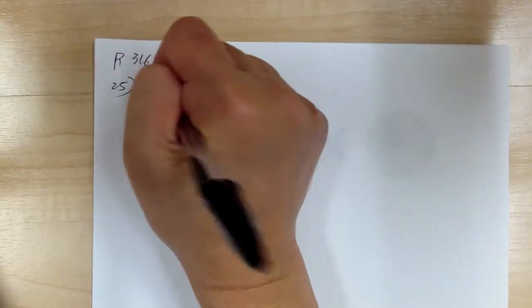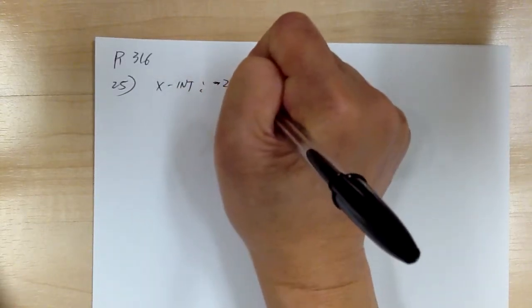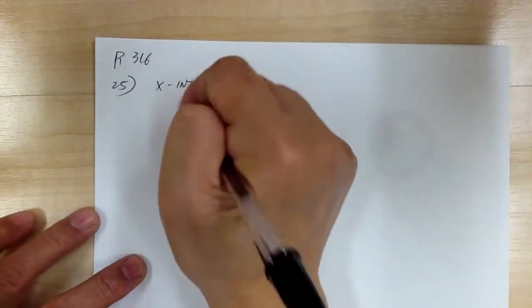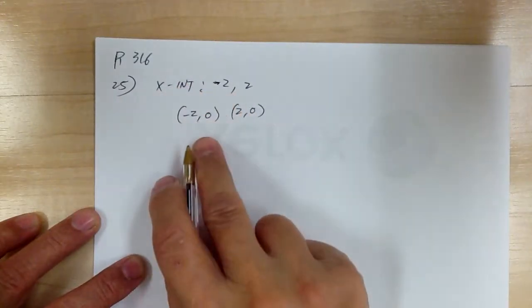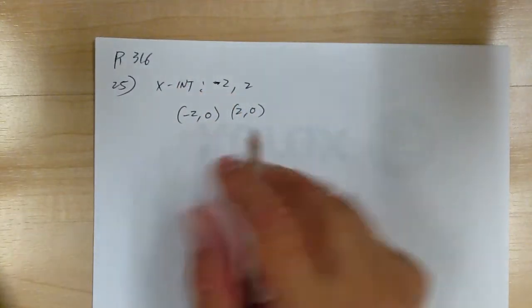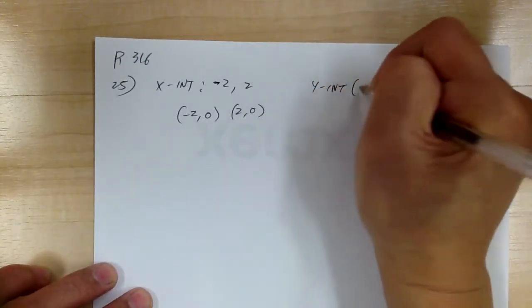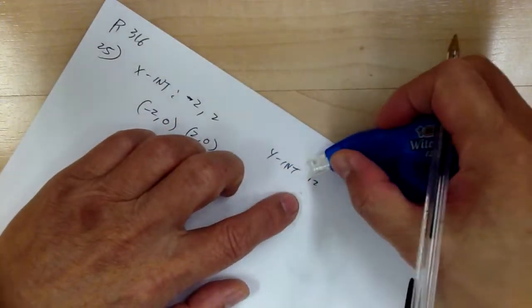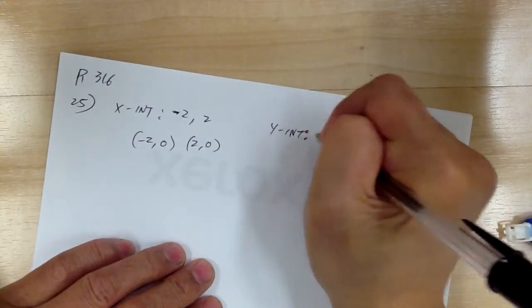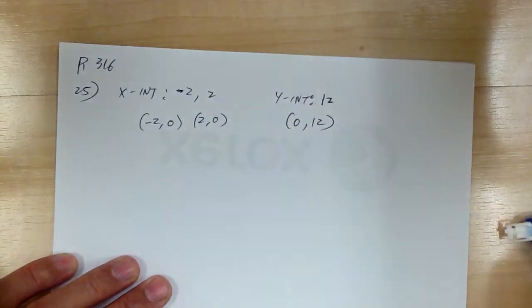Okay, 25, the x-intercepts are -2 and 2. So what it's saying is that these points are (-2, 0) and (2, 0). Again, x-intercept is when y equals 0. And the y-intercept is 12. So y-intercept is when x equals 0, so you're going to get (0, 12).